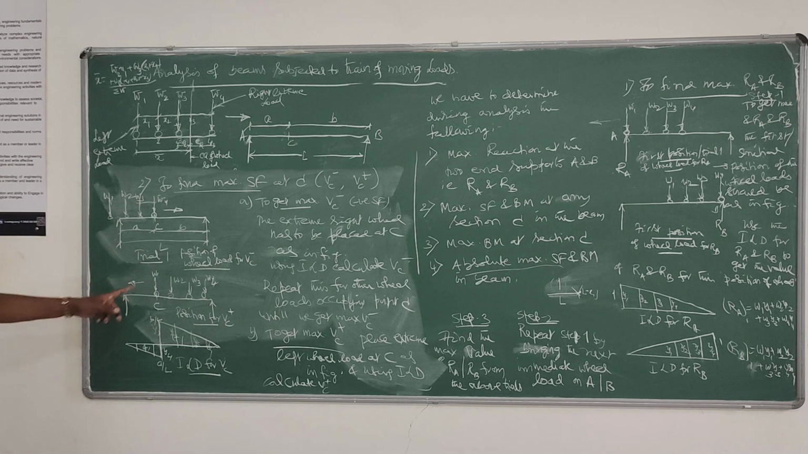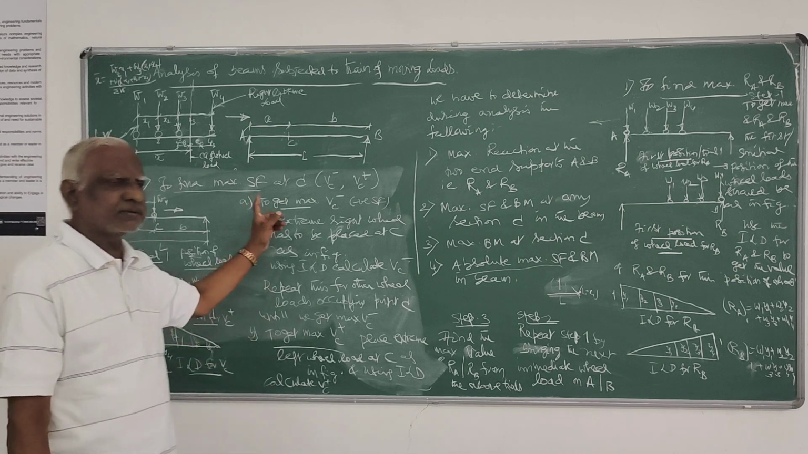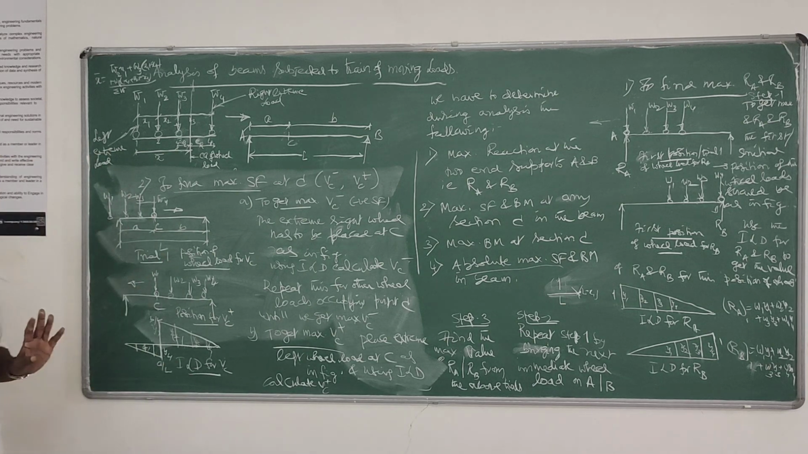Calculate each part, that is W1 Y1 plus W2 Y2, as before, and you get YC positive for the first stage. Then we allow you to move for the second position, calculate it, third position, calculate it if required, until you get the maximum value. That's all. That is how to find maximum shear force, negative shear force, as well as positive shear force at a section.